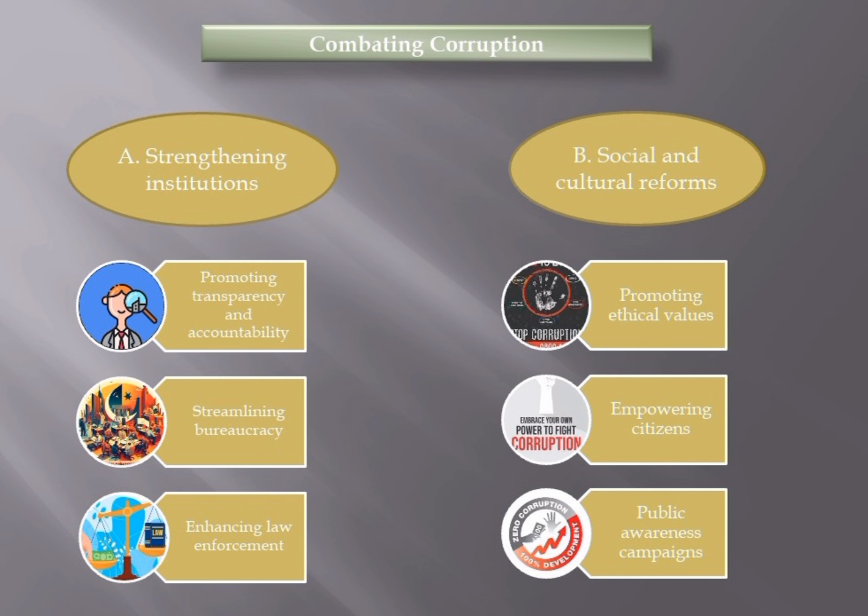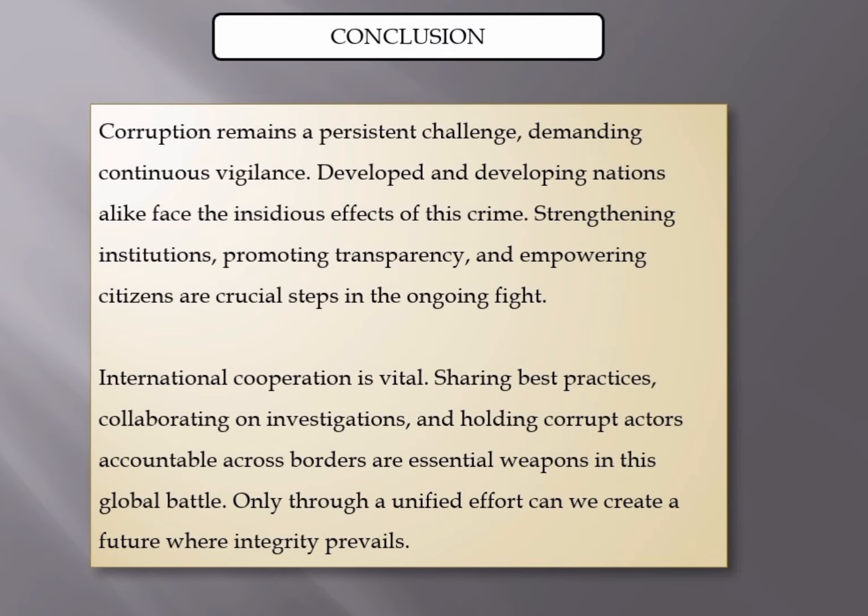So the conclusion about the anti-corruption society, or the fight against corruption, is that corruption is a form of dishonesty or a criminal offense which is undertaken by a person or an organization entrusted with a position of authority in order to acquire illegal benefit or abuse power for one's personal gain.